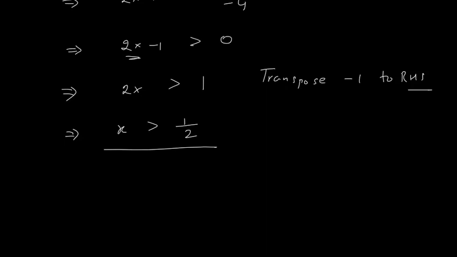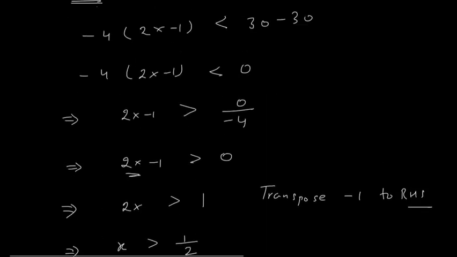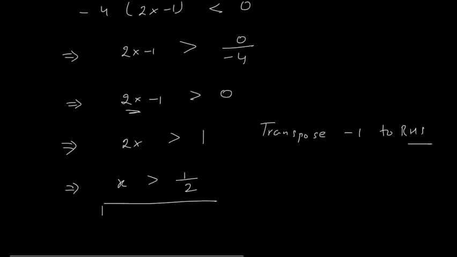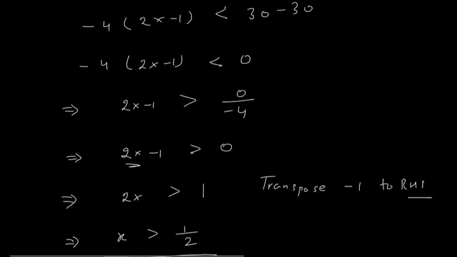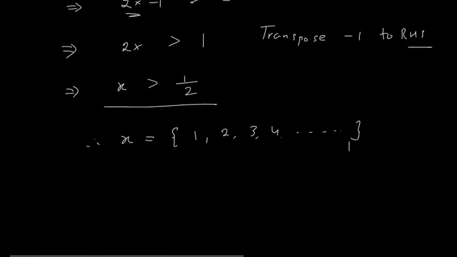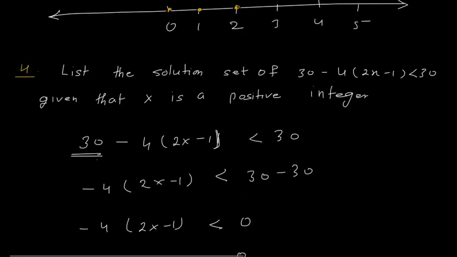So x is greater than 1 by 2, and now in the problem it is said that x is a positive integer. So integers like 1, 2, 3, 4 are the positive integers. So the value of x here is 1, 2, 3 like that. It should be greater than half, and the upper limit is not mentioned. So therefore x is equal to, I will draw a set symbol and write 1, 2, 3, 4 and so on. They have not asked me to draw it on the number line, so I will not draw it on the number line. This is our question number 4.